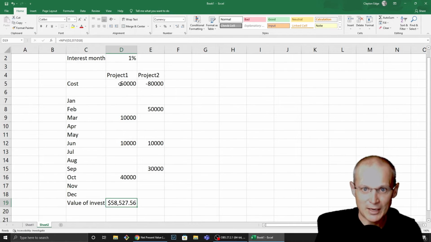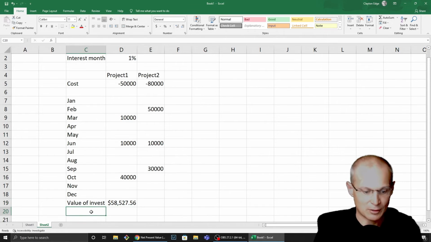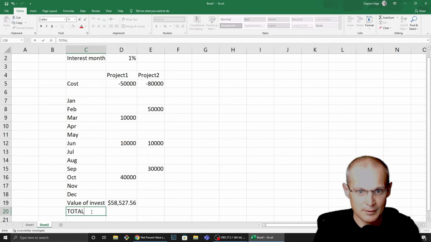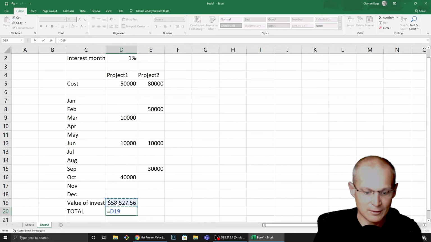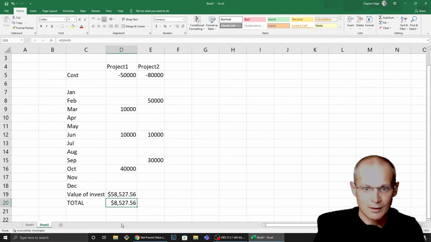Because we've paid money for this project, we need to take away that initial spend there as well. So total equals this value here. We can actually add this because we've got a negative value at the top. So the benefit we're getting from that project, in today's money, is $8,527. So it's a good project.